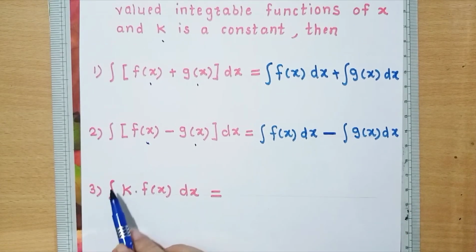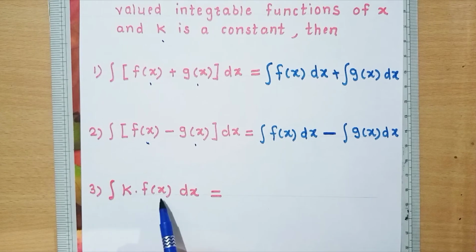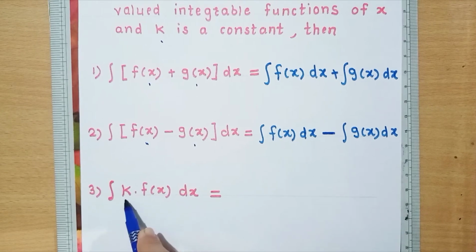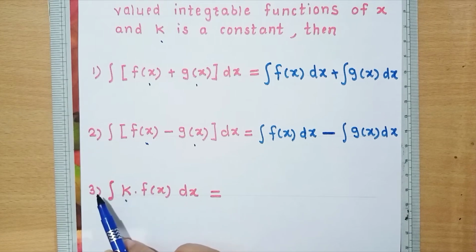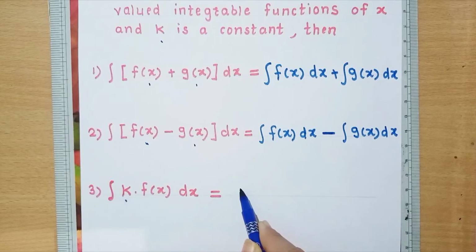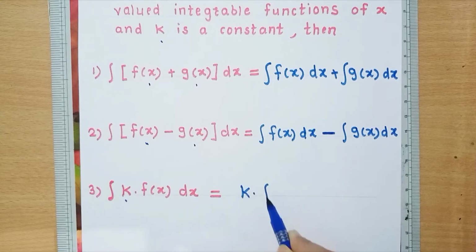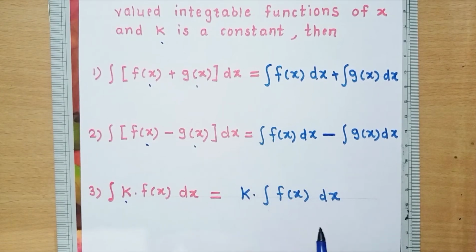And third one, integration of k into f(x) dx. This k is a constant, so we have to take this constant outside the integration symbol. So here we will take this k, then write down integration f(x) dx. By using these three rules we are going to solve examples from exercise 3.1.